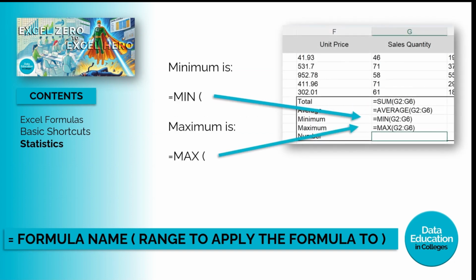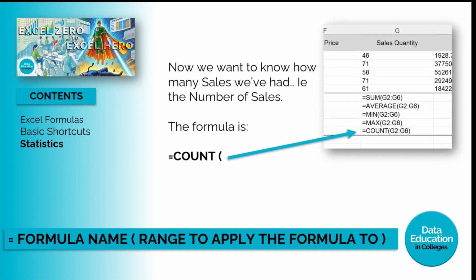Okay, for min, it's equals min, open bracket, drag down. For max, it's equals max, open bracket, drag down. And now we want to know how many sales we've had. The formula is equals count. You know what count does?